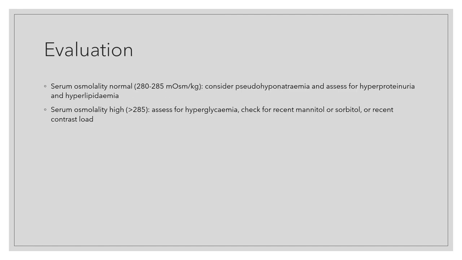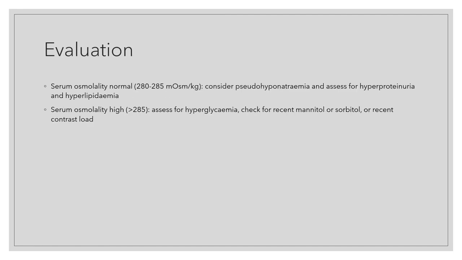So just general clinical features for all of these are nausea and vomiting, confusion, headache, balance difficulties, and as it gets more severe, altered mental status, seizures, and coma. There are obviously other symptoms or clinical features depending on the underlying cause.